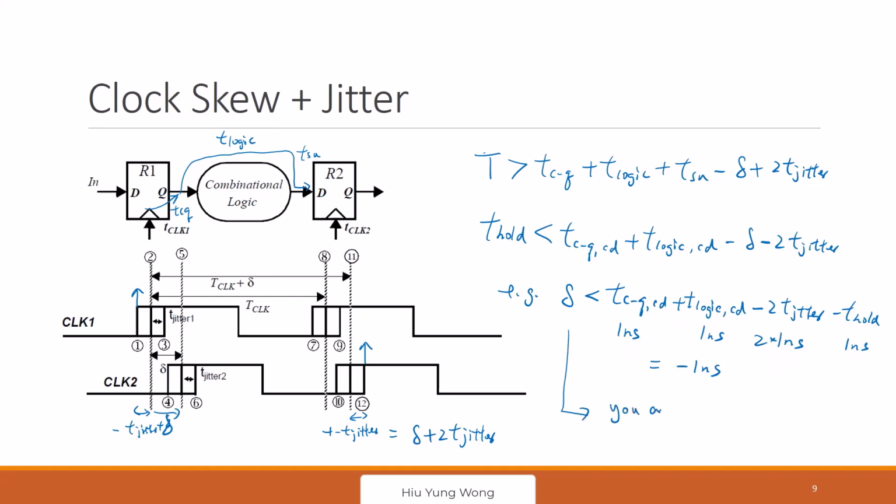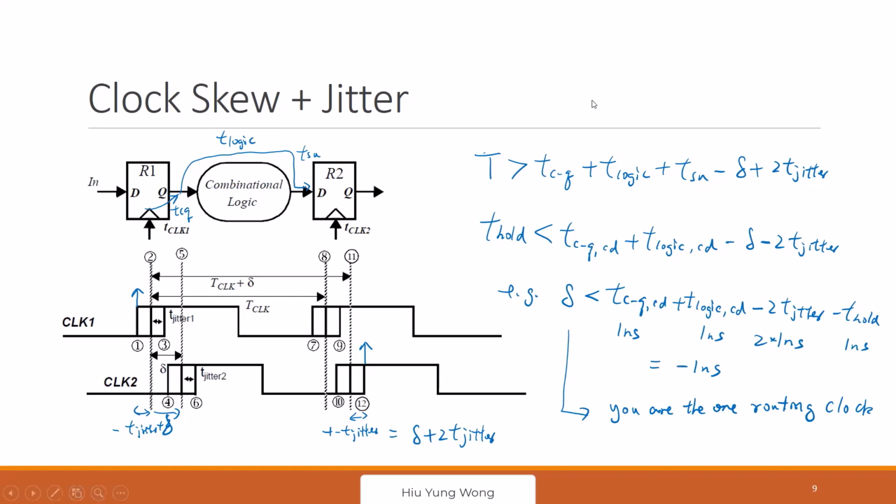So basically, you are the one routing the clock. What will you do? You say that the clock skew should be negative 1 nanosecond. Is it possible? Any suggestion? How will you solve this problem?